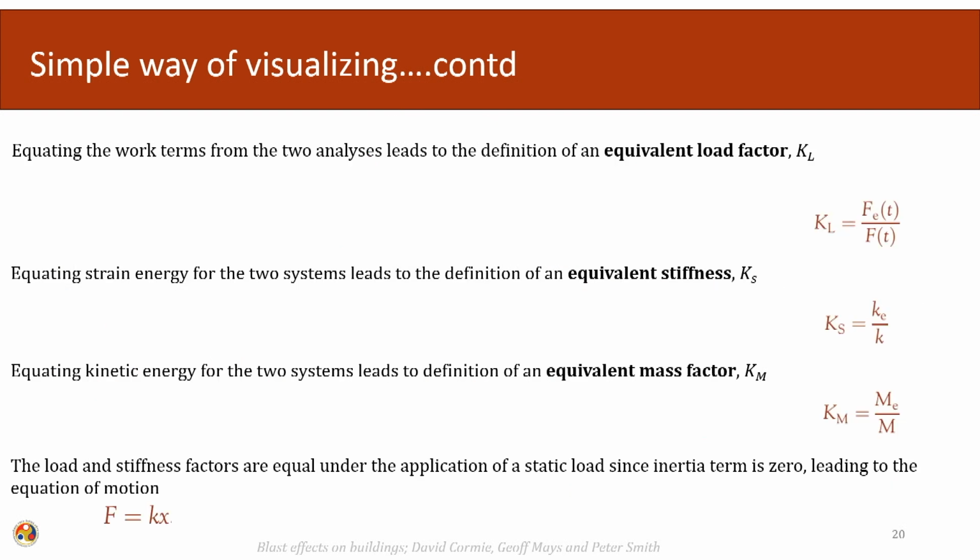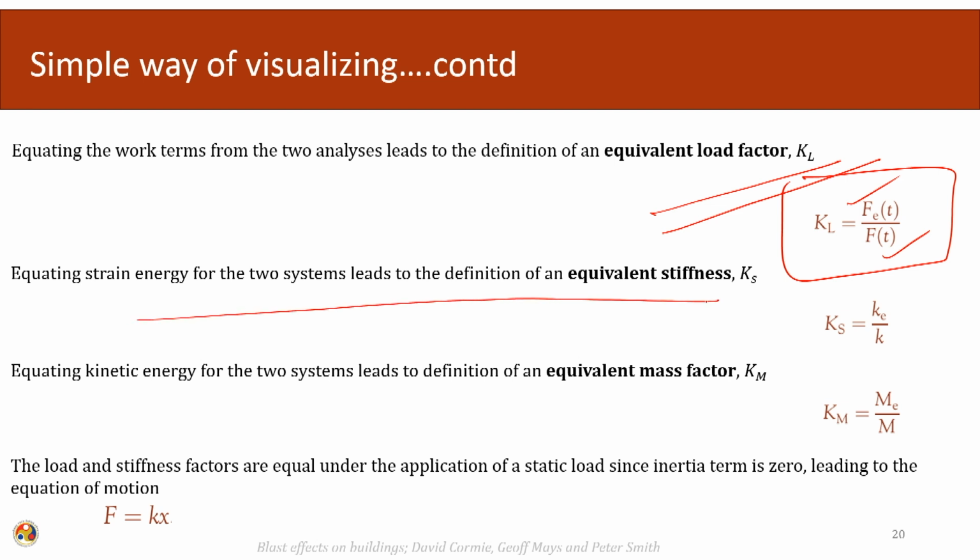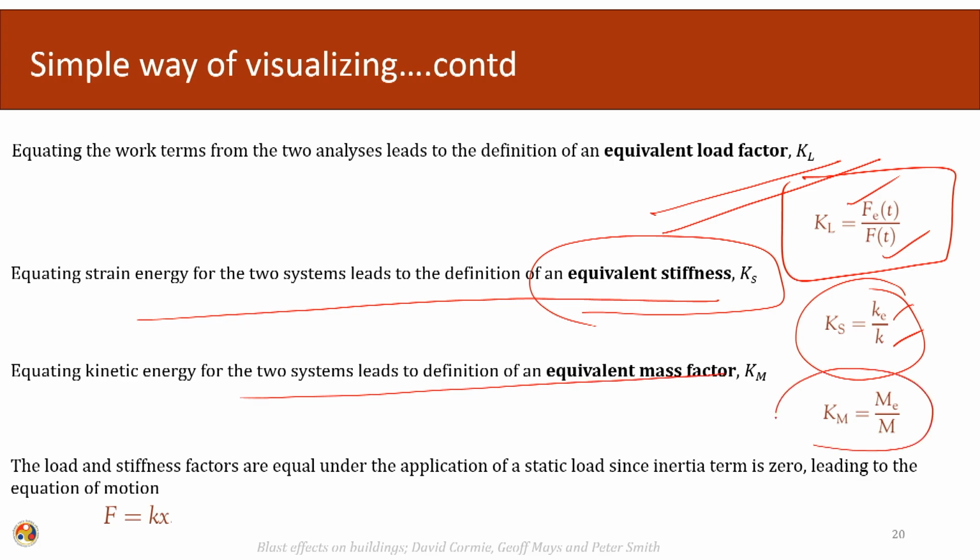After that we are equating the work done terms from the two analyses. And this becomes the definition of the equivalent load factor: the actual loading divided by the equivalent loading. Then we are equating the strain energy of the two systems and it becomes the equivalent stiffness factor: actual stiffness by the equivalent stiffness. And if we equate the kinetic energy then it gives the terms of the equivalent mass factor. So, here we are defining the equivalent load factor, equivalent stiffness factor and the equivalent mass factor.